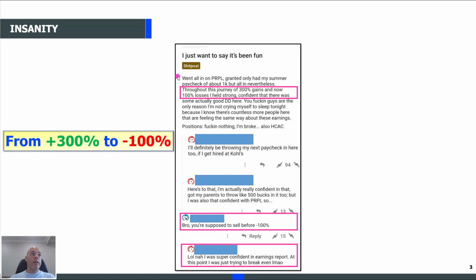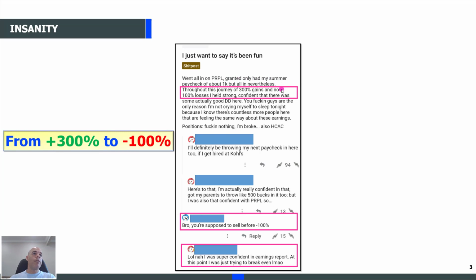Not ever in your life should you, and I don't care if it's Amazon, you should never go, quote, all in on any stock. So that immediately is the first problem I see right here. Went all in on PRPL. Granted, only a summer paycheck of about $1,000. So clearly this person's not that flush. Took them an entire summer to make this, or somewhat in that range.